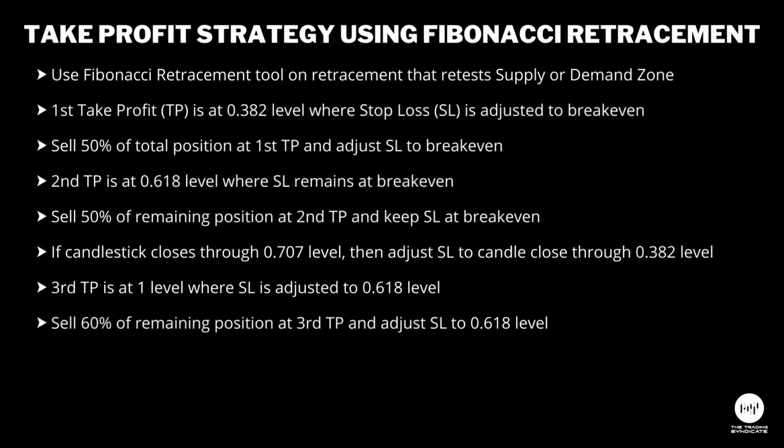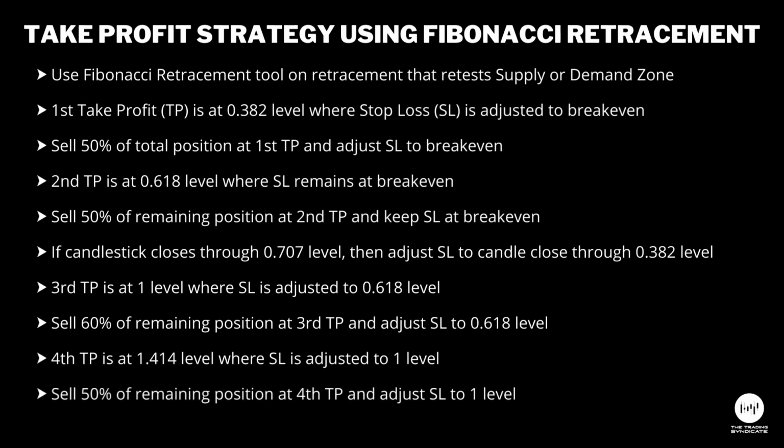From here, set the stop loss to the 0.618 level, and the next price target is the 1.414 level, where you are looking to take profit on 50% of the remaining contracts, which translates to selling 5 of 10 of the remaining contracts, and setting your stop loss to the 1 level. The final price target is at the 1.618 level, where you are looking to sell all the remaining contracts.